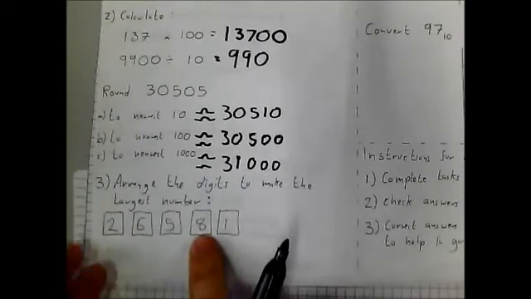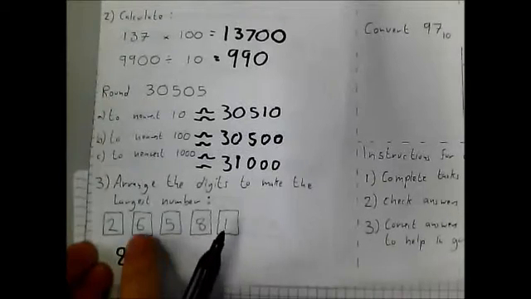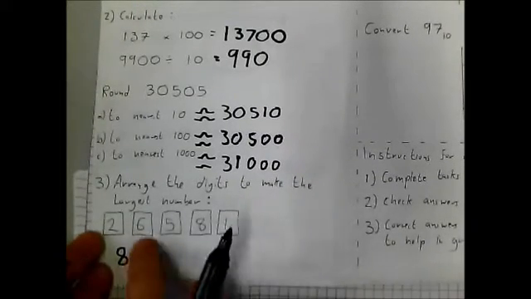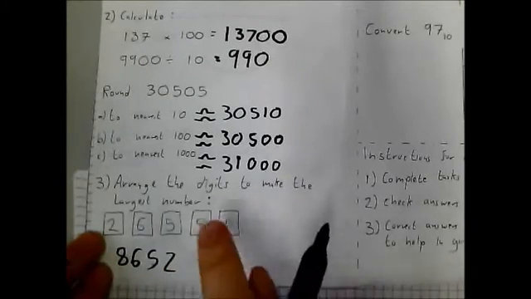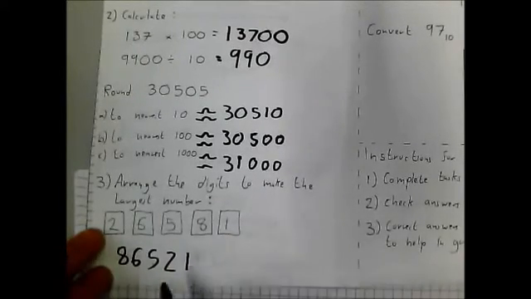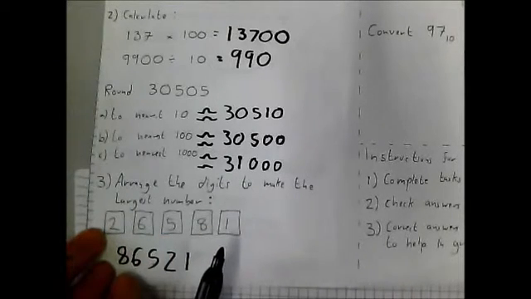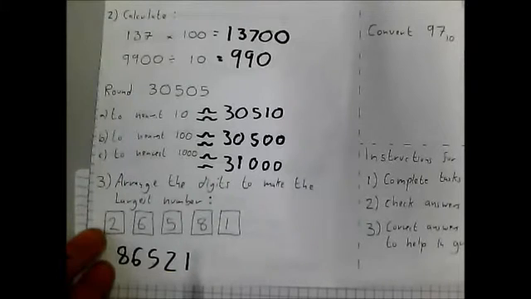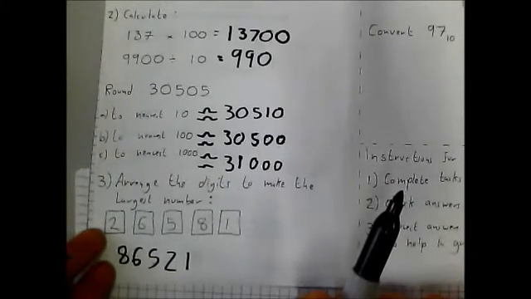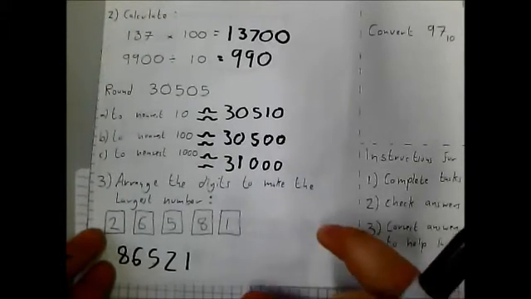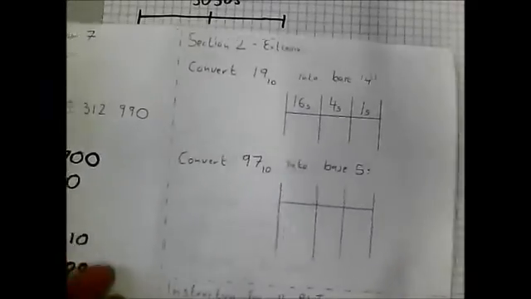Okay, so I'm just going to start with the biggest number, 8, and work my way along. Next biggest digit is 6, the next biggest digit is 5, the next biggest digit is 2, and the next biggest digit is 1. So the largest number I can make with those digits, if I only use them once, is 86,521. Okay, that was the compulsory part of the homework. If you need to rewind through any bits of that, you can do. Otherwise, we'll look at the extension task.